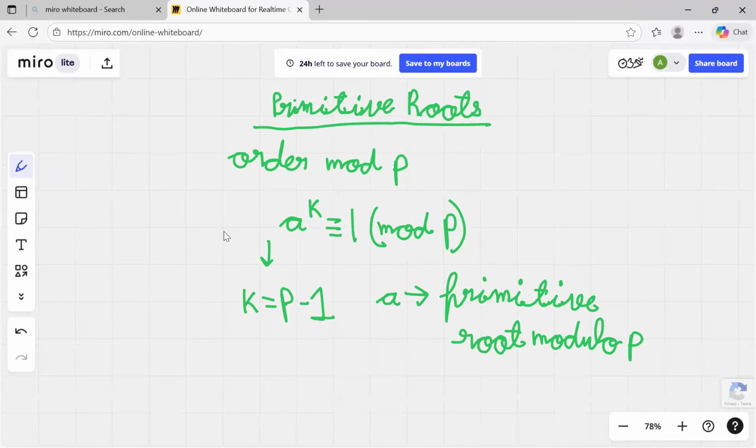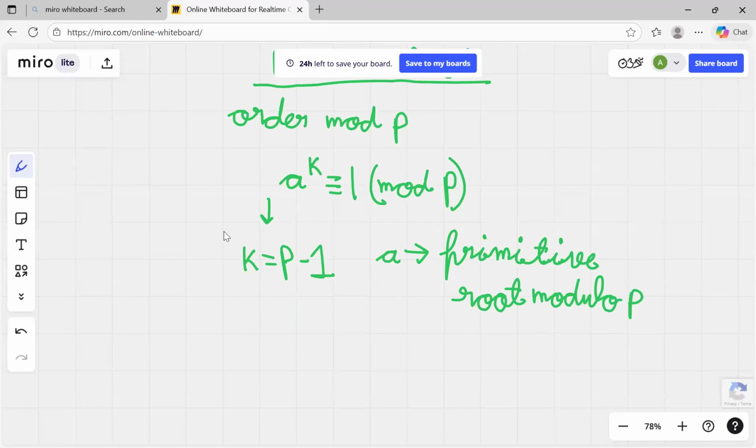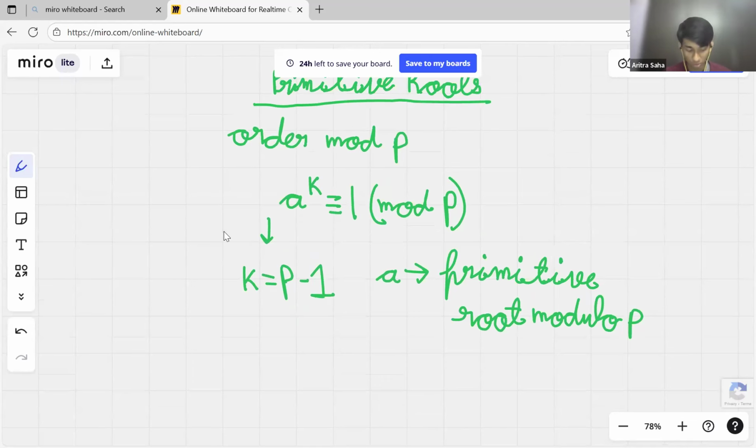I just defined the definition of primitive root. Do you know what order is? Yes. Okay. So a to the power k is 1 mod p, where k is the least integer, that is the order. And when this order equals p minus 1, for those a's, we call that a primitive root modulo p. Is that clear? We know that order divides p minus 1, but when it just equals p minus 1, those numbers are primitive roots.